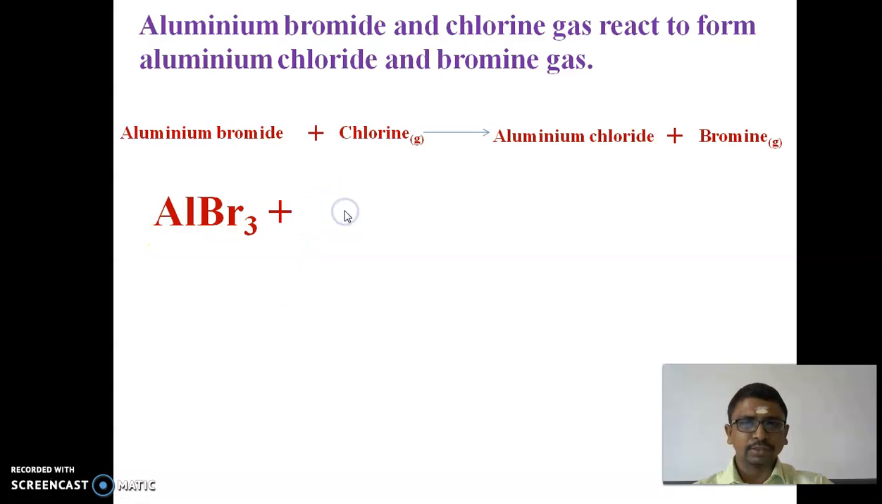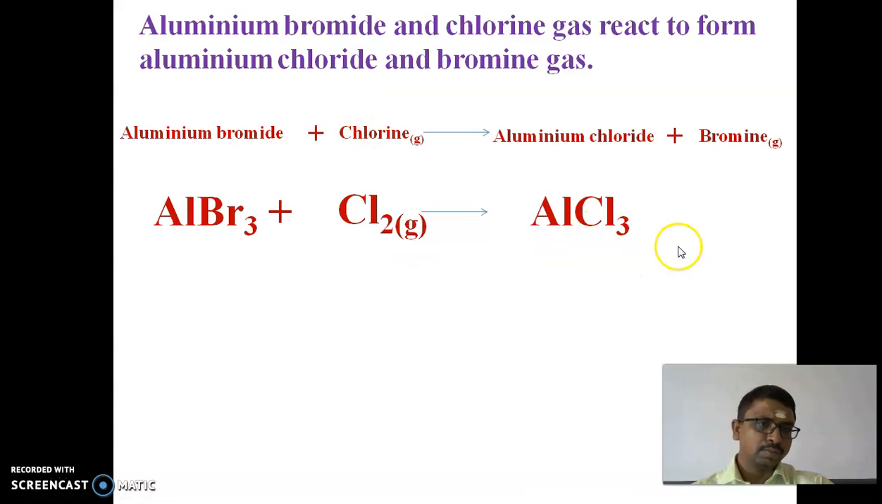AlBr3 plus chlorine. Chlorine is a diatomic molecule. So what is the formula, children? Here it will become Cl2. It is in the gaseous state, which gives aluminium chloride. The aluminium formula is Al. The valency for aluminium is 3 plus. For chloride, the formula is Cl. The valency for chloride is minus 1. So what is the formula for aluminium chloride?